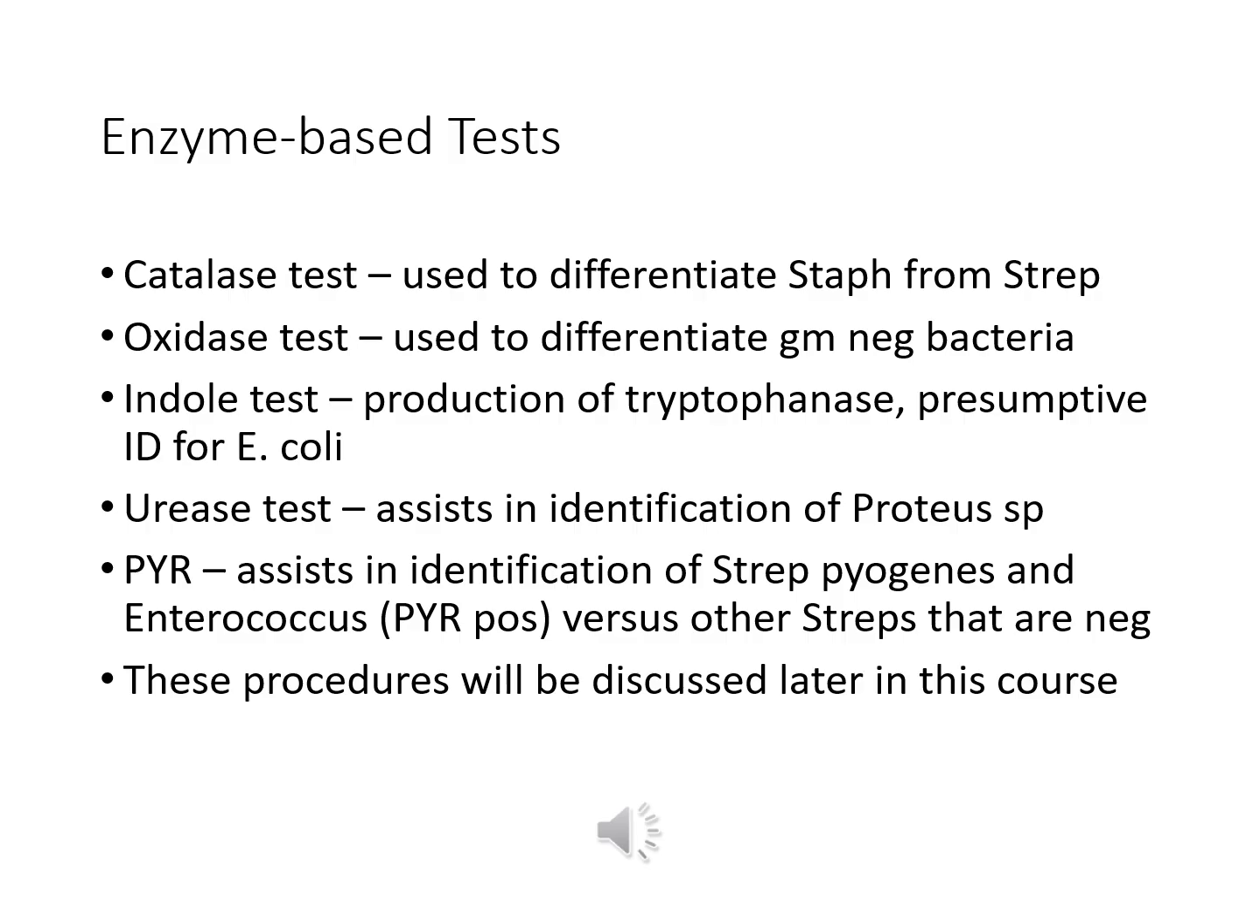An oxidase test can be used to differentiate among our gram-negative bacteria. An indole test is going to be used for the production of tryptophanase, and this is a product of E. coli. So if we have a gram-negative rod, we can determine from that whether it's E. coli or not. The urease test will assist us in the identification of Proteus species, and a PYR can assist in the identification of Strep pyogenes and some Enterococcus versus the other streps that are negative. We'll discuss these procedures later on in the course, but this is just a quick overview.